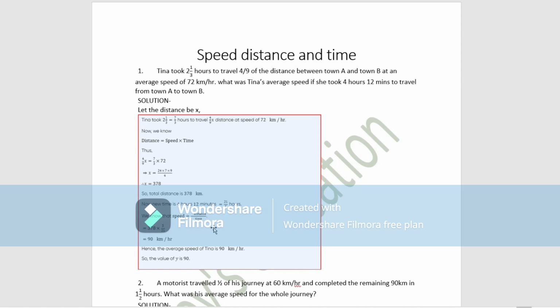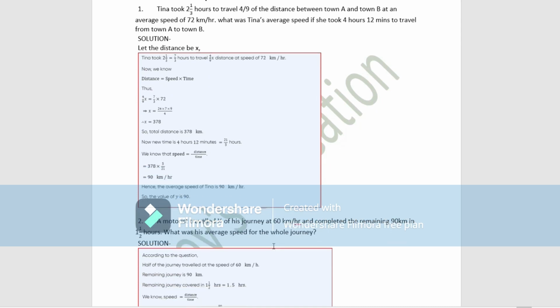Here we know speed equals distance by time. The distance is 378, and the time is 21/5, so we multiply by 5/21. That gives us 90 km per hour. So the average speed of Tina is 90 km per hour. In this way we are going to solve the problem. Let's move on to the next problem.